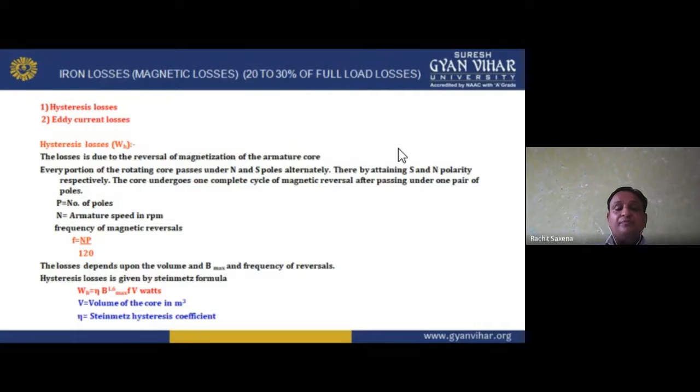Now moving forward, these are very important, plus the other losses we have, magnetic losses. We always find these two losses, iron and copper, in the transformer also and in the machines. But mechanical losses we don't find in the transformer, because there is no mechanical movement or rotation in the transformer.